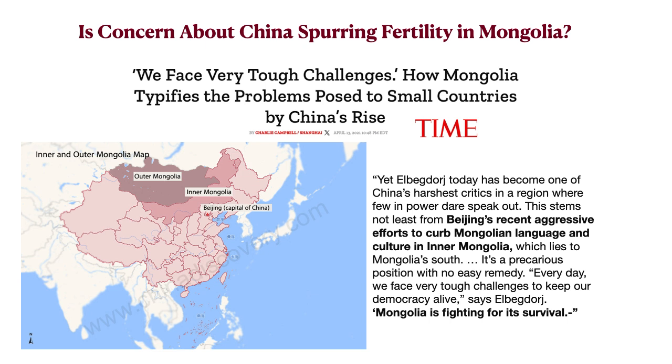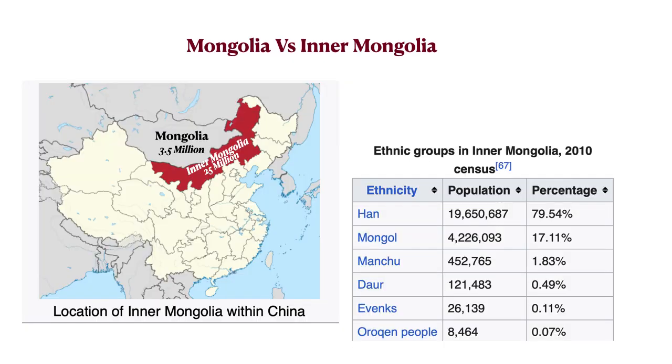This article from Time talks about Beijing's recent aggressive attempts to curb the Mongolian language and culture in Inner Mongolia. And a quotation here is Mongolia is fighting for its survival. So Mongols in Inner Mongolia are sort of at the risk of losing their culture. They are greatly outnumbered by Han Chinese today because there's been so much migration into the region. So if you look at the country of Mongolia, only has 3.5 million people, very sparsely populated given its very sizable extent. And then Inner Mongolia, Chinese so-called autonomous region, has 25 million people, but 80% are Han Chinese. Although the Mongols there, note, they're 4.2 million, so there are far more Mongols in Inner Mongolia than there are in the country of Mongolia.